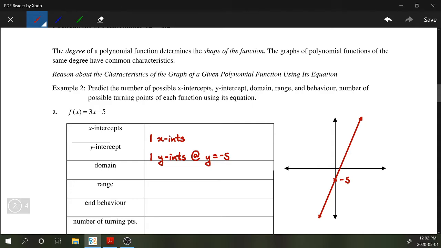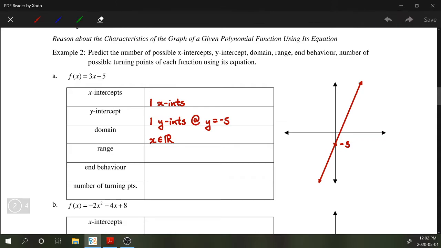The domain of all these polynomial functions is going to be x is an element of all the real numbers. As you can see, this is a straight line, so it will span the entire plane. So the range is also going to be y is an element of the real numbers.